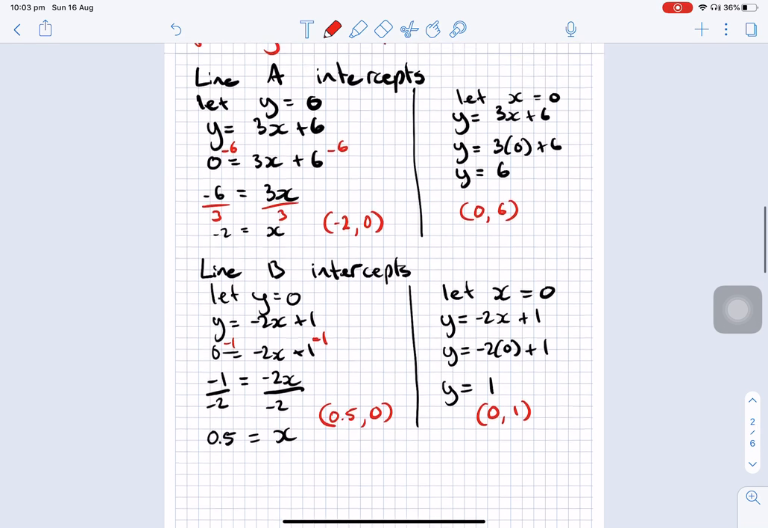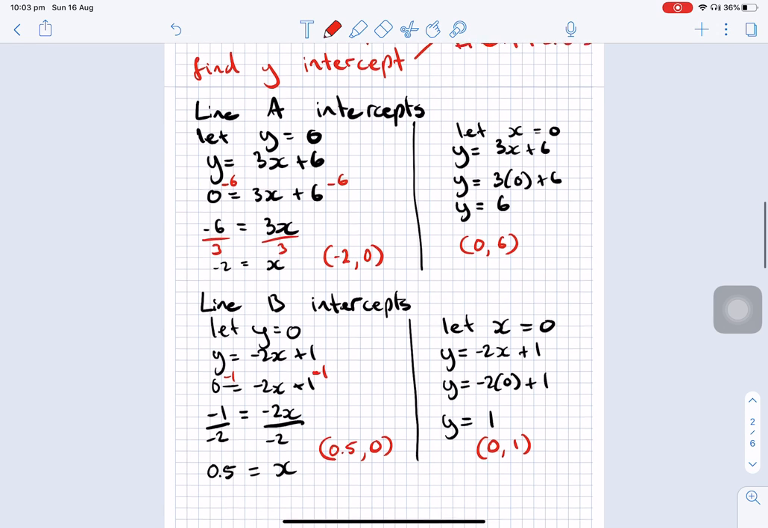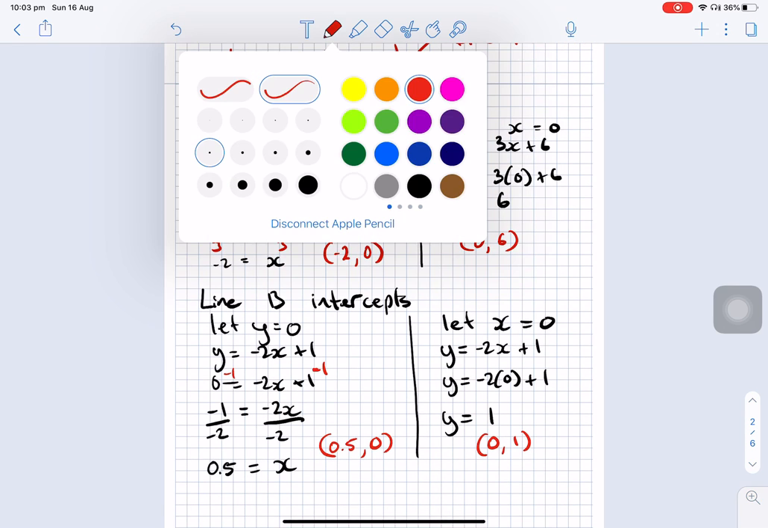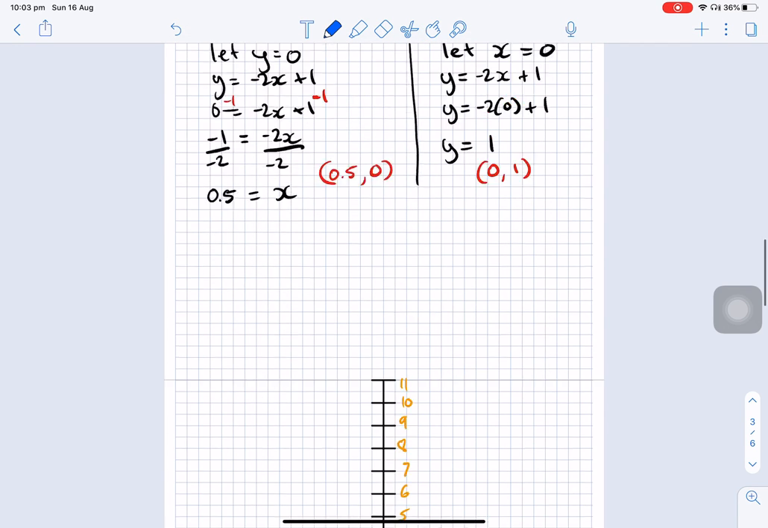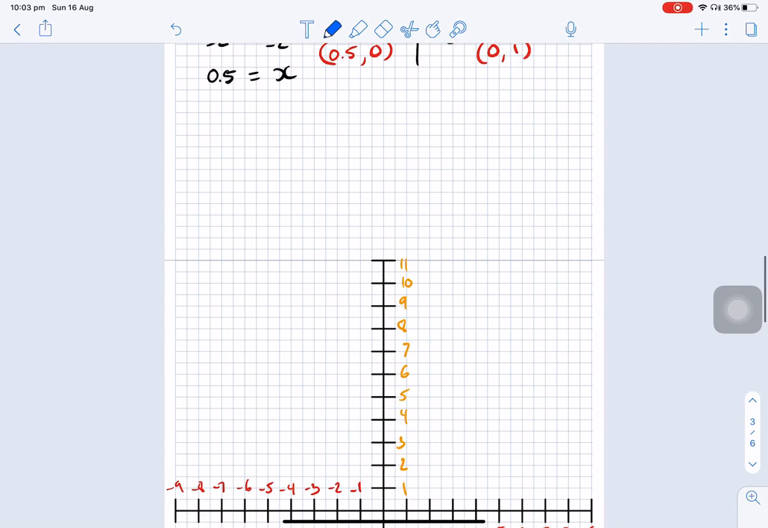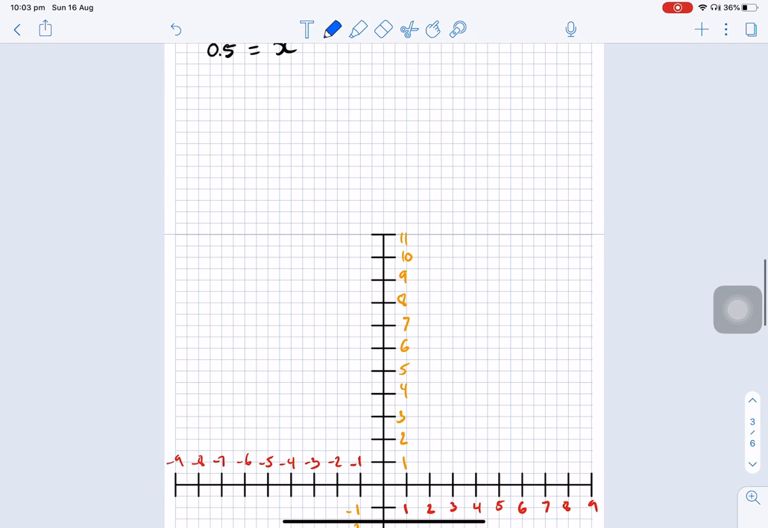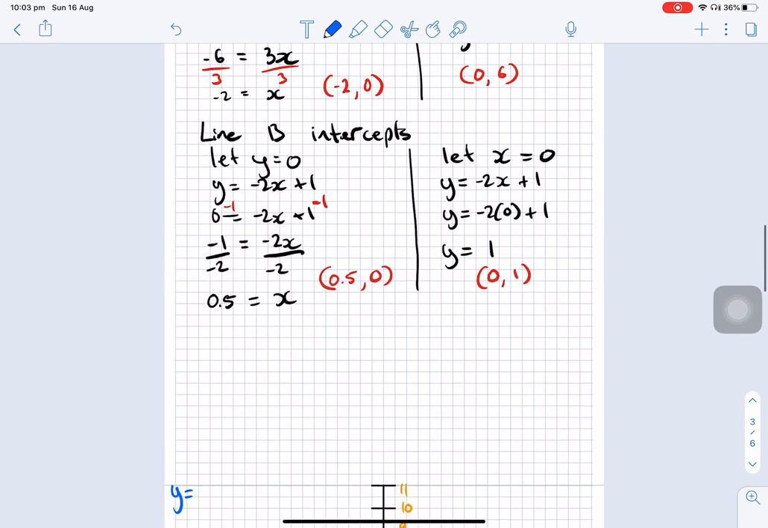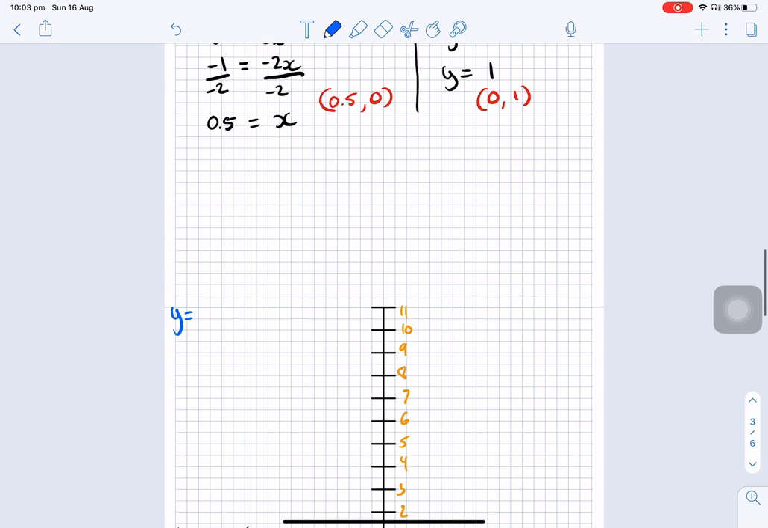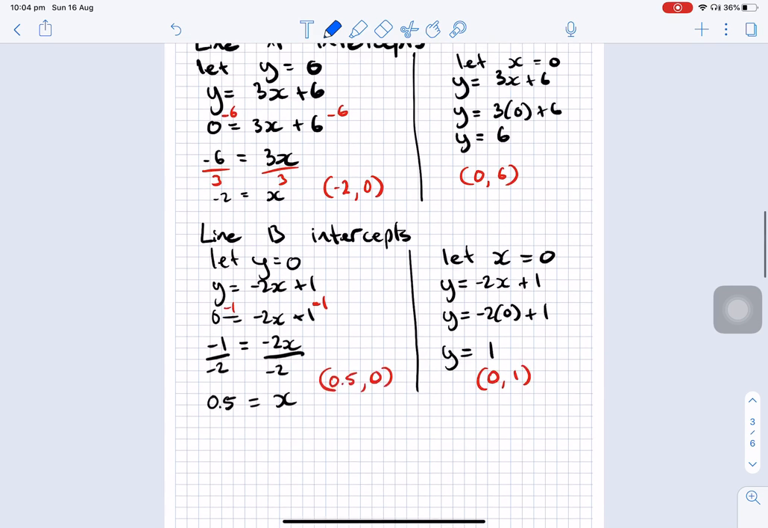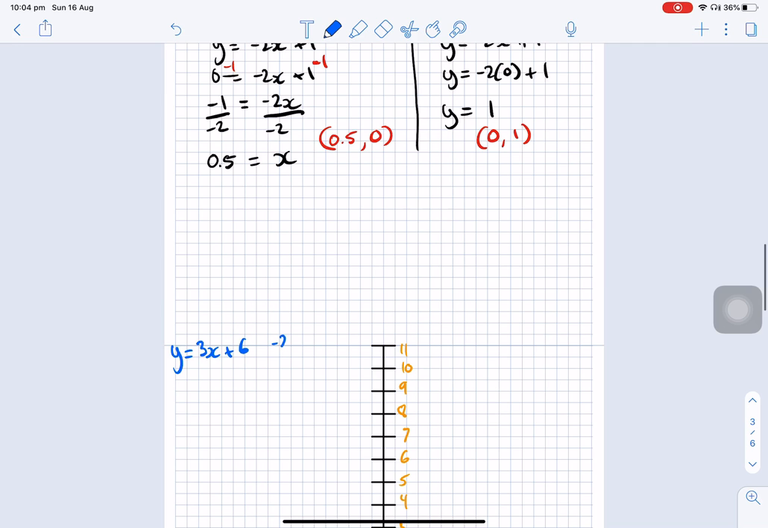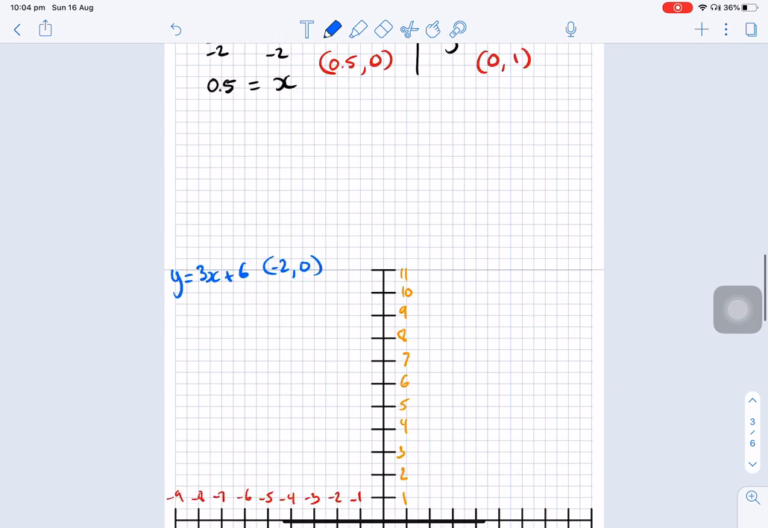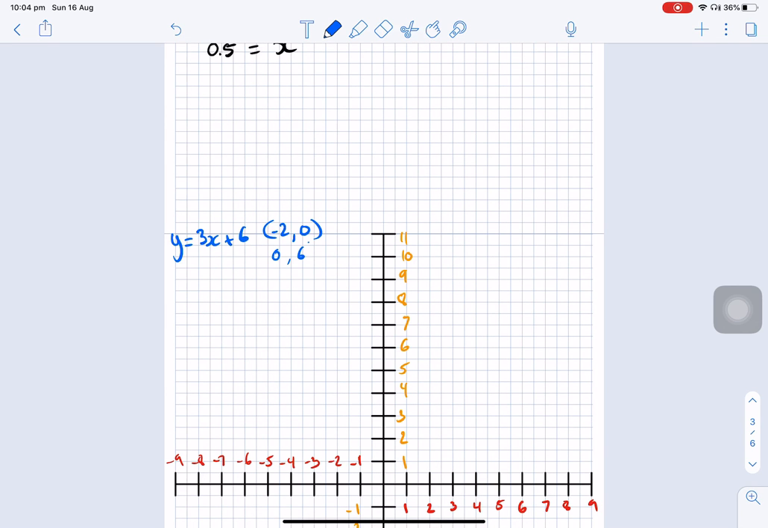Brilliant. So now that we have the 4 intercepts for our equations, it's as simple as drawing them up. I'll just put them down here in this graph that I've already created. We'll just write our data so it's easy for us to remember. So we've got y equals 3x plus 6 is our line A, and our intercepts we found were negative 2, 0 was our x-intercept, and our y-intercept was 0, 6.